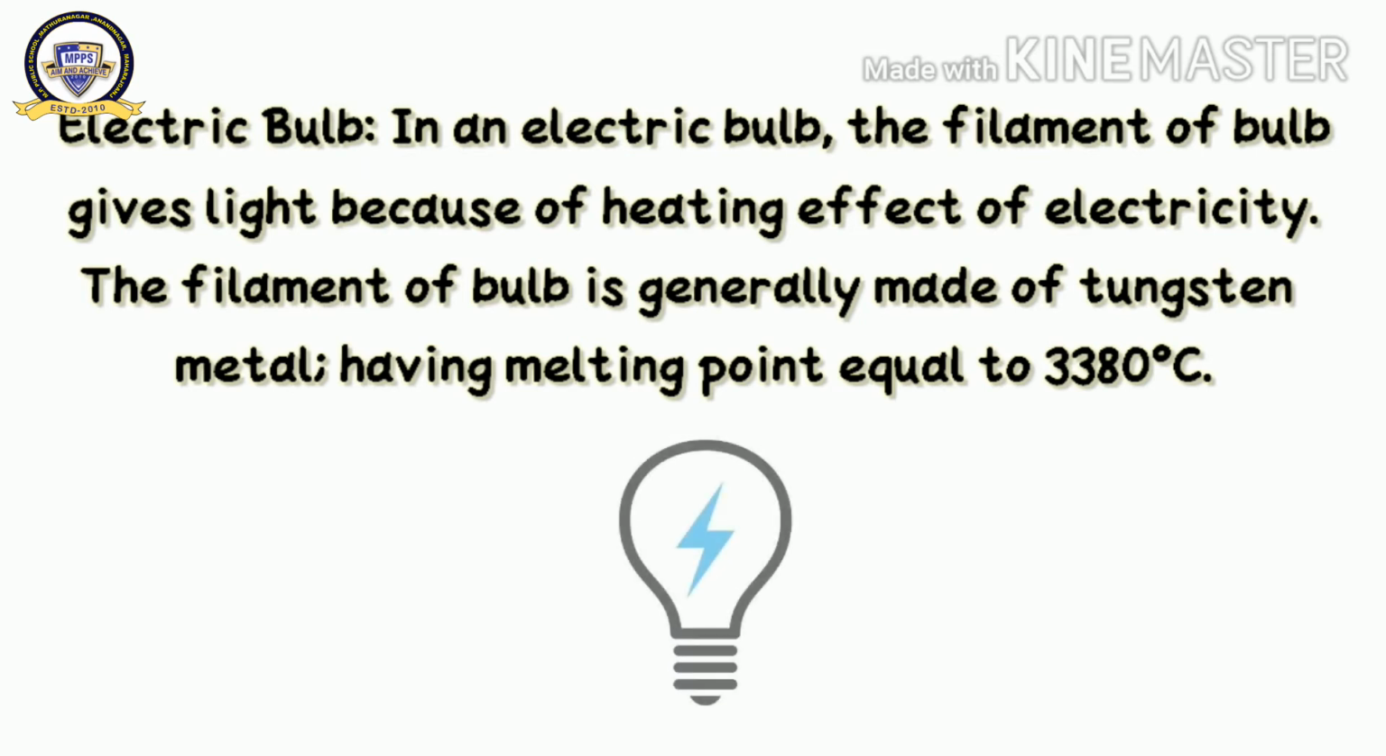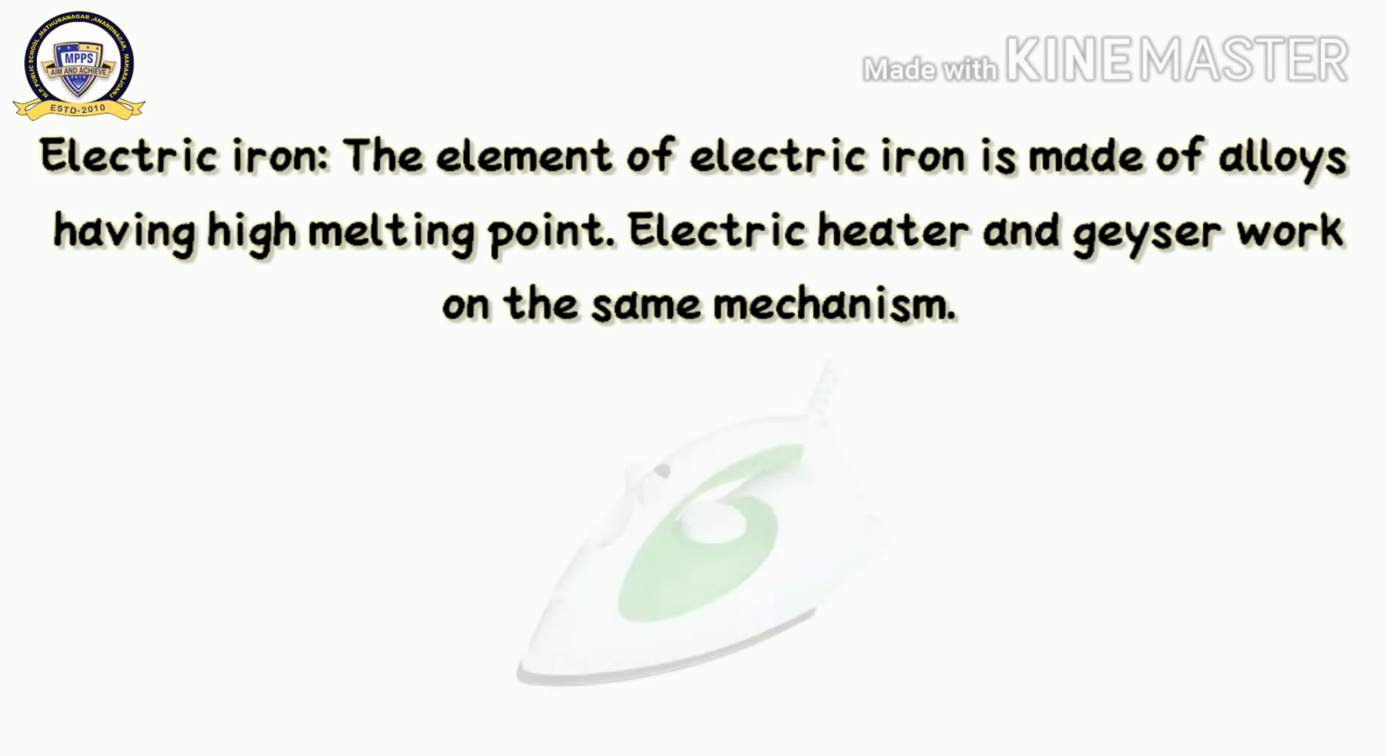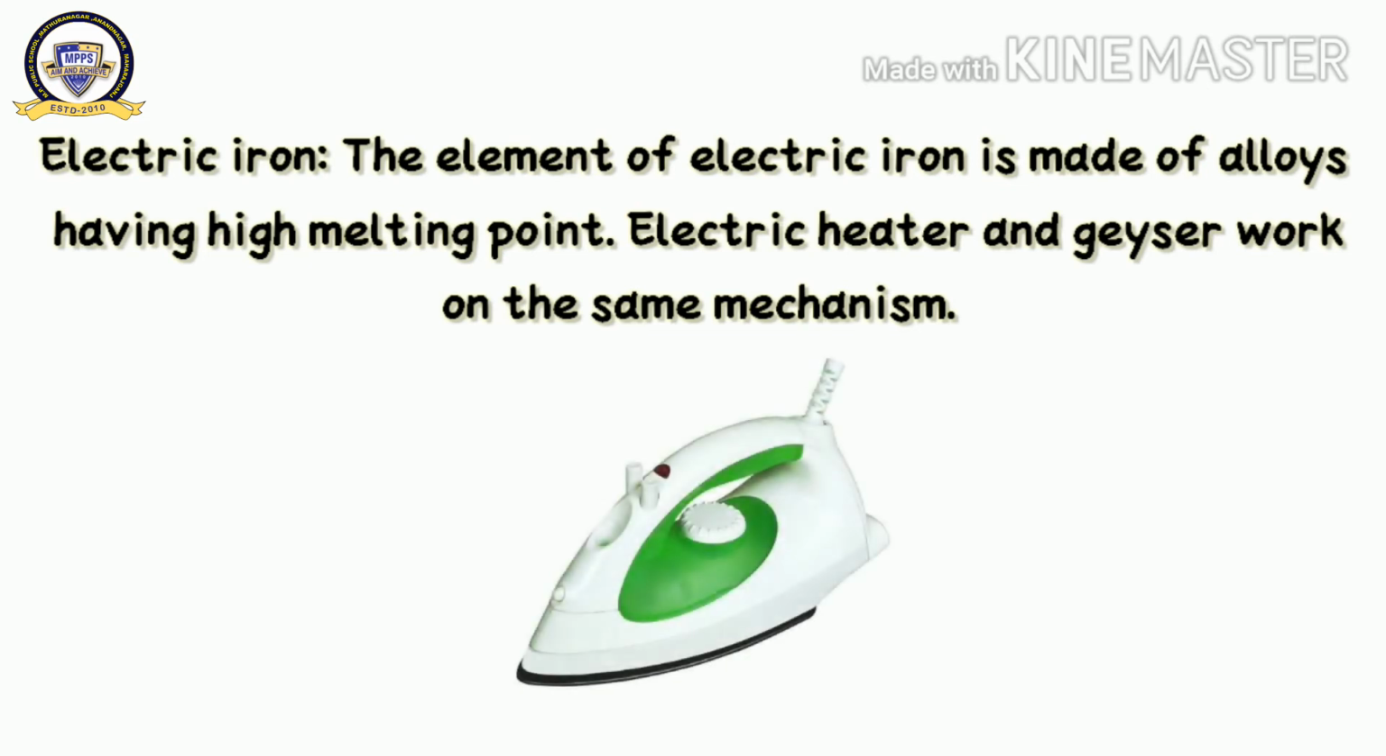In the same sequence, the first example is the electric bulb. In an electric bulb, the filament of the bulb gives light because of the heating effect of electricity. The filament of a bulb is generally made of tungsten metal having a melting point equal to 3380 degree Celsius. The next example is the electric iron. The element of an electric iron is made of alloys having a high melting point.